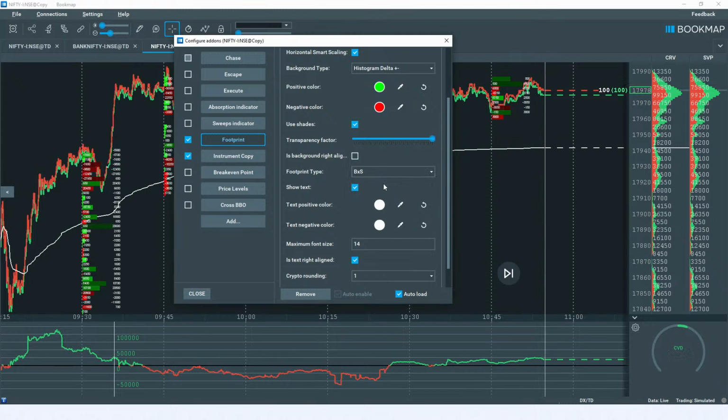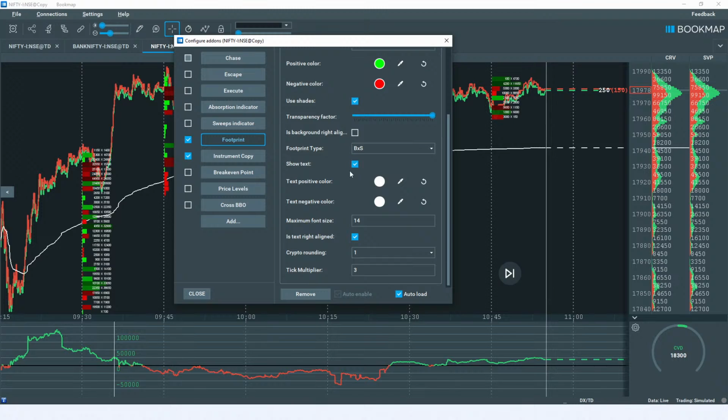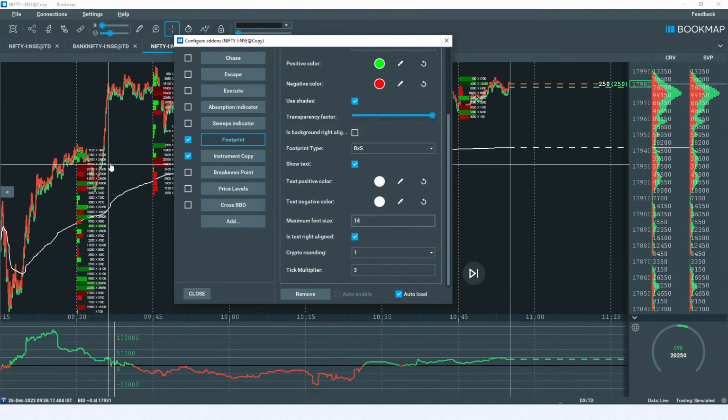Okay, so ideally I want to keep it as buy into sell or horizontal delta. Basically, buy into sell will help us identify both market buy and market sell order quantities at the same time. Then, show text: you can completely disable and enable the text information. Text colors, you can also change. Maximum font size: this font will be adjusted automatically, but you can give the input here for the maximum font size you want to keep.